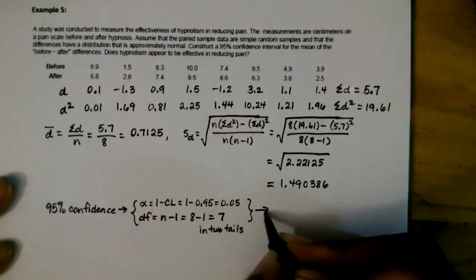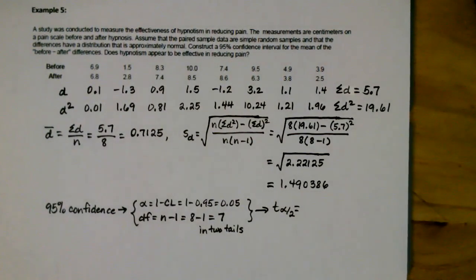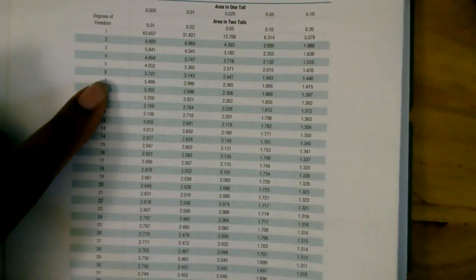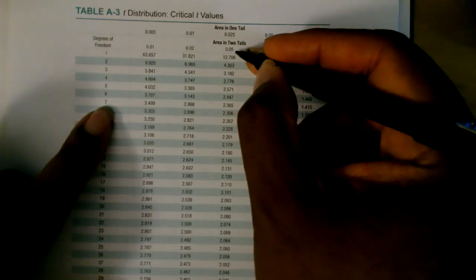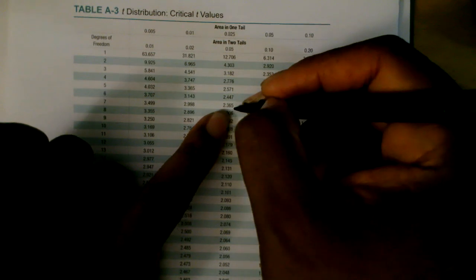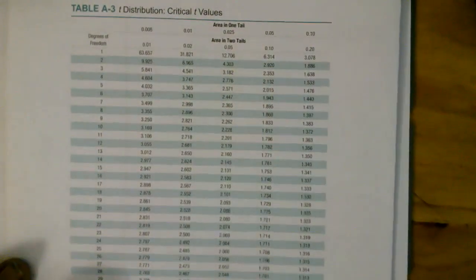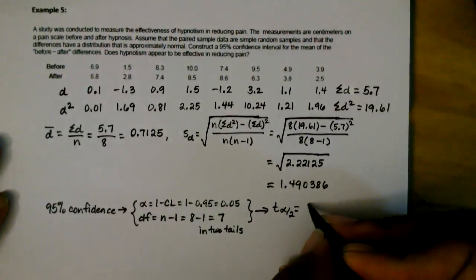So this means we're going to get our critical t-value, t of alpha over 2, using table A-3. So 7 degrees of freedom, and 0.05 is right here. Read across, read down, 2.365. That's your critical t-value, 2.365.